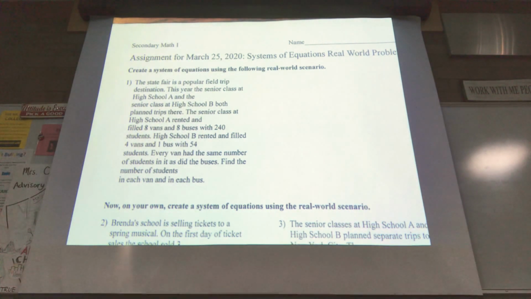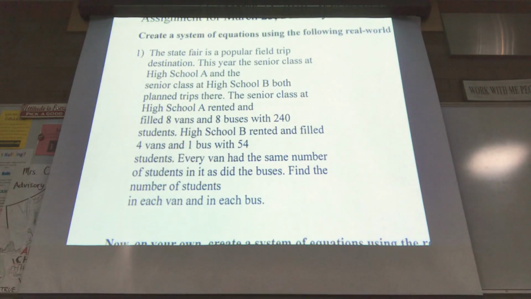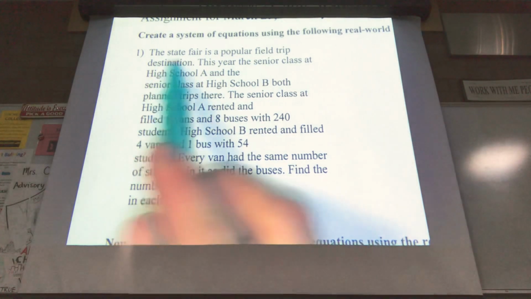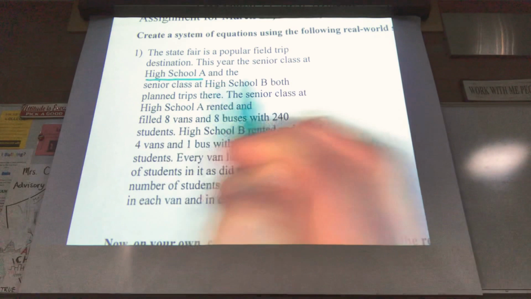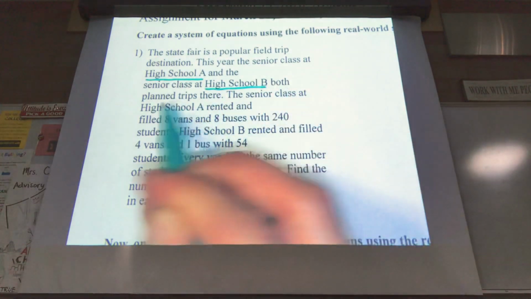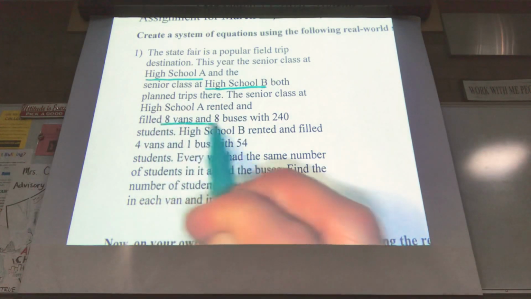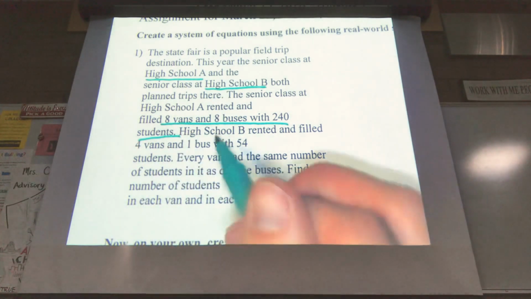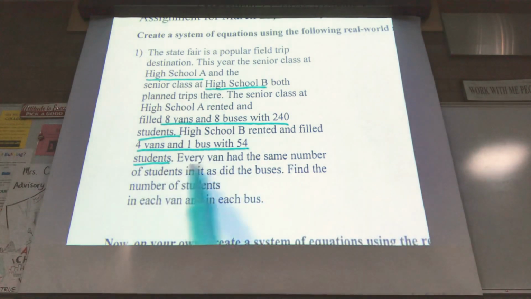Okay, so we can go ahead and read number one. I'll read it to you guys. As I'm reading, you'll notice that I am going to underline some information that I might find useful. Okay, so the state fair is a popular field trip destination. This year, the senior class at high school A and the senior class at high school B both planned trips there. The senior class at high school A rented and filled 8 vans and 8 buses with 240 students. High school B rented and filled 4 vans and 1 bus with 54 students. Every van had the same number of students in it as did the buses. Find the number of students in each van and in each bus.